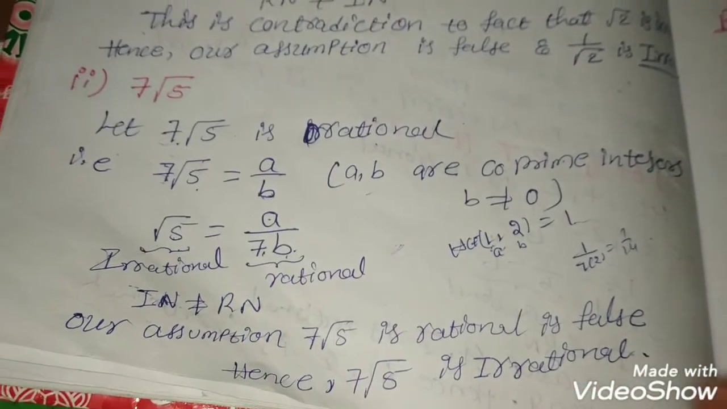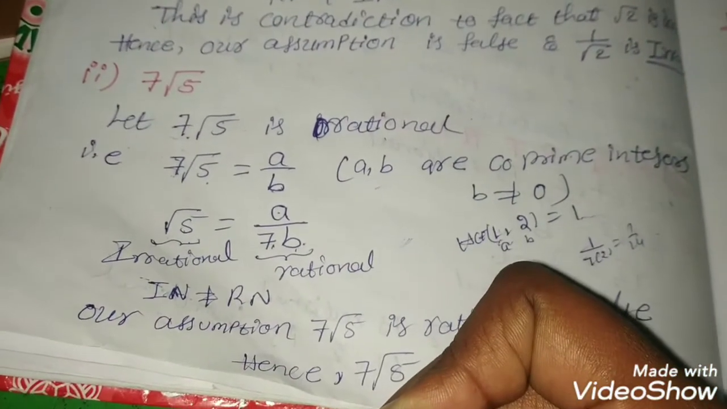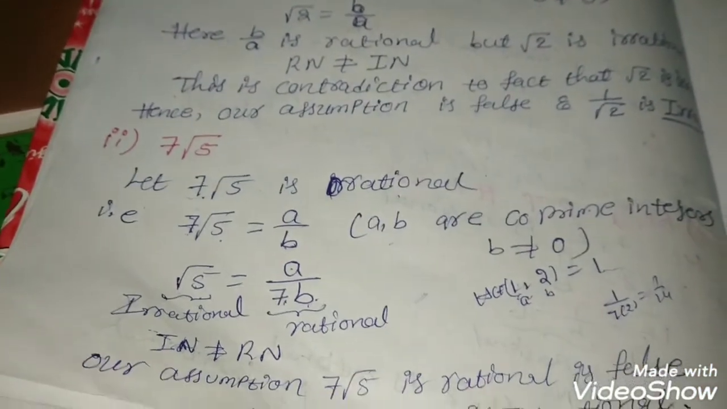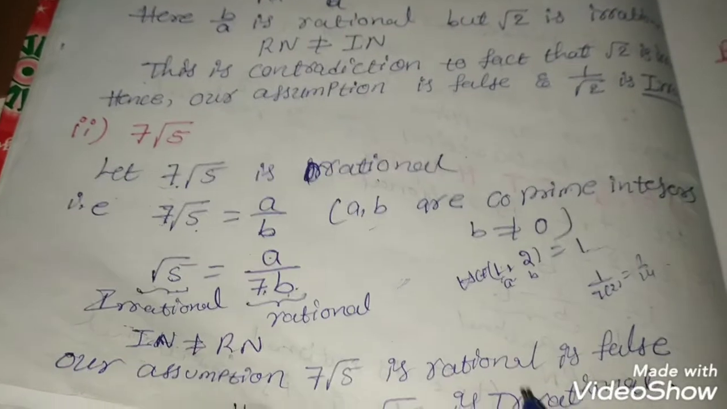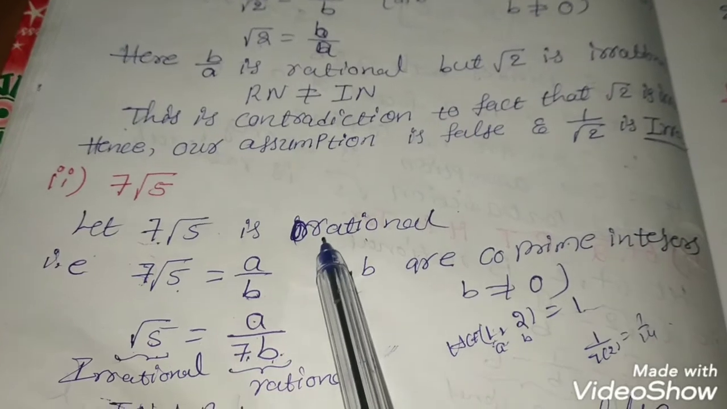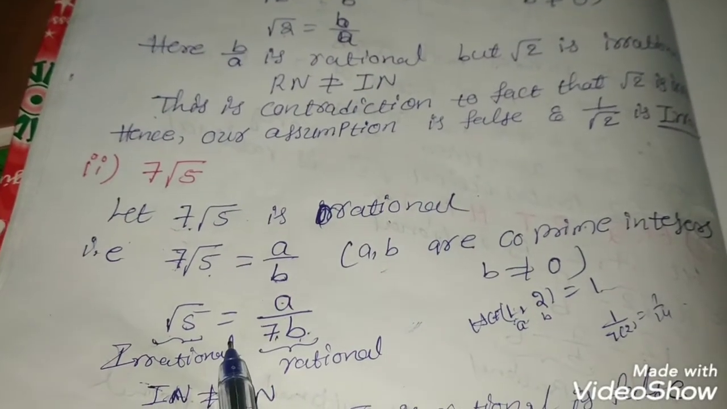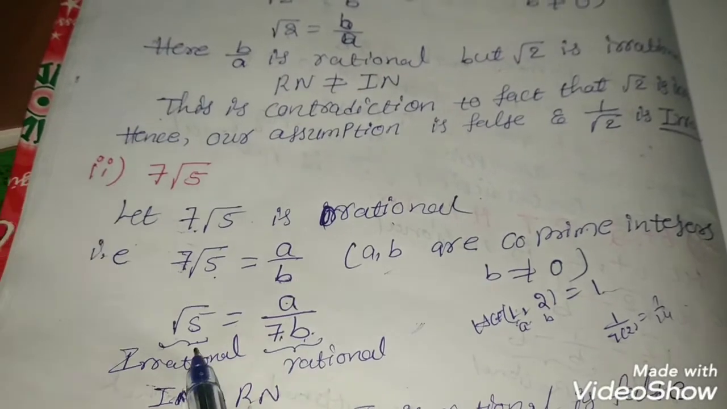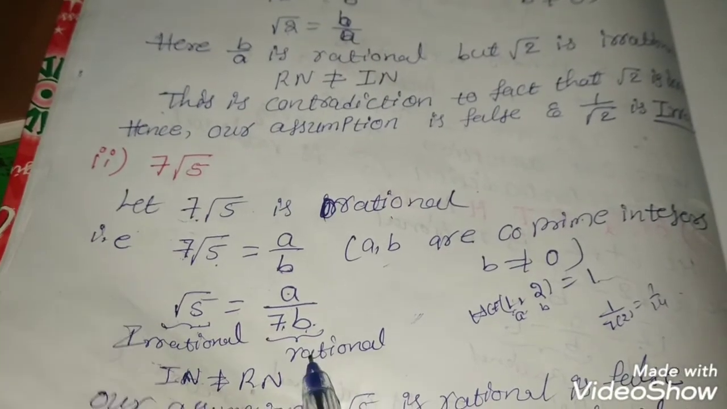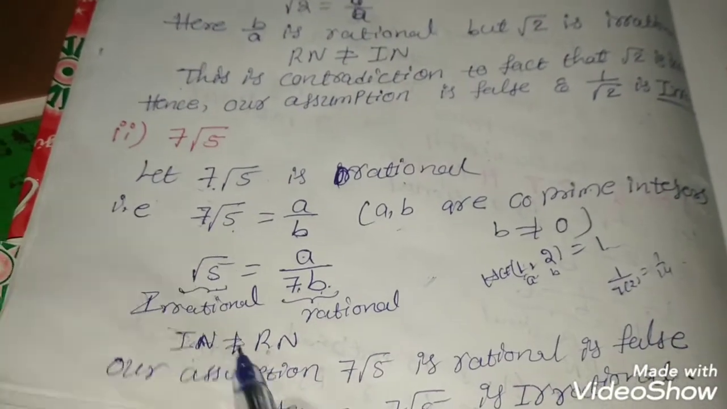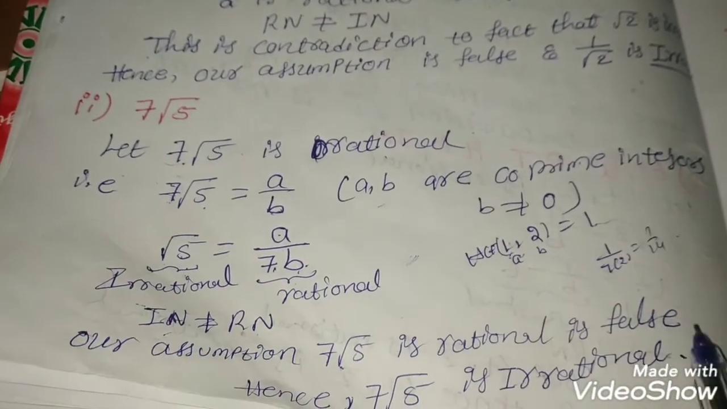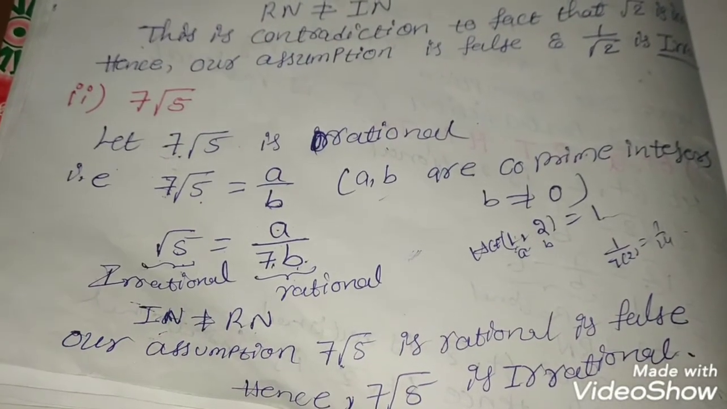Are you getting it? If you have a root value, then that is an irrational number, except square root values, that is root 4, root 9, root 36, like that. Are you getting my words? So what we assumed is that 7 root 5 is a rational number. But what we are getting here is that a by 7b is a rational number, and root 5 is irrational. Are those equal? An irrational number is not equal to a rational number. Our assumption that 7 root 5 is rational is false. Is it right?